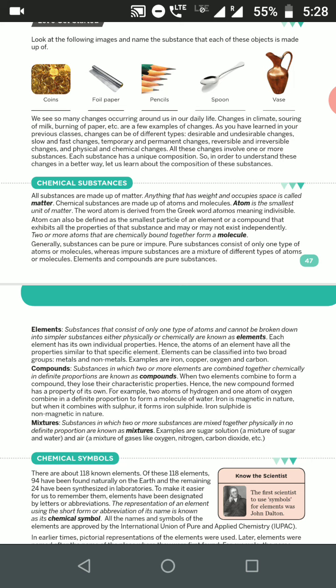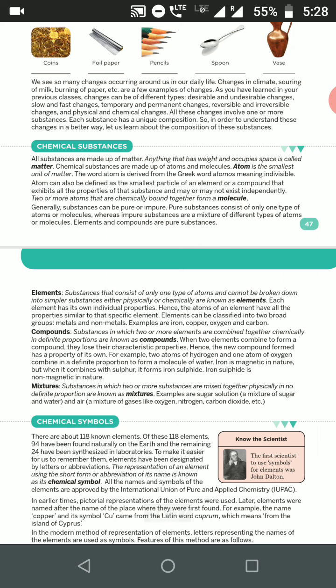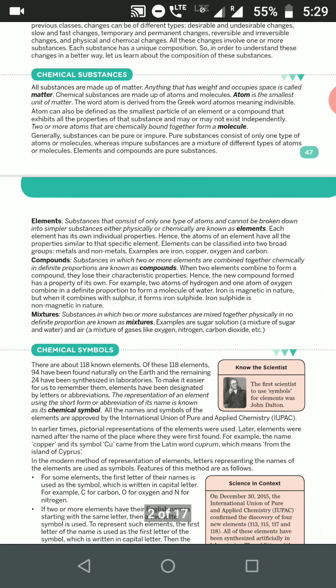Next, mixtures. When you mix two or more substances physically in any proportion, they are called mixtures. Suppose you take sugar and water, mix them, that is a mixture. You take sugar, salt and water, mix them, that is a mixture. So substances in which two or more substances are mixed together physically in different proportions are called mixtures. Examples: sugar solution, salt solution. Air is a mixture of gases. Air contains different kinds of gases, so it is a mixture of gases.